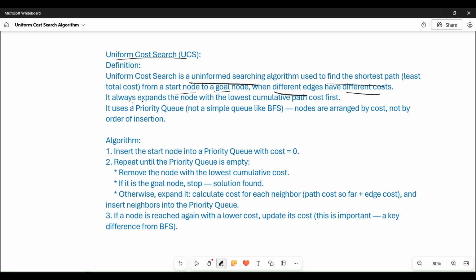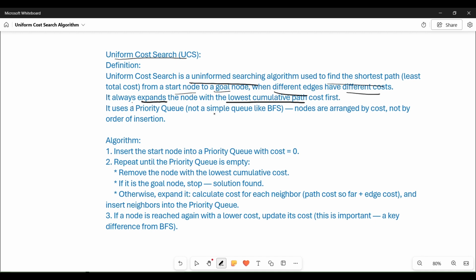It means every edge has a different value. It always expands the node with the lowest cumulative path cost. Before that, we have to be familiar with the cumulative path cost. Cumulative path cost is nothing but adding the current edge value with the previous edge value. The lowest of those multiple cumulative path costs is said to be the lowest cumulative path cost first.